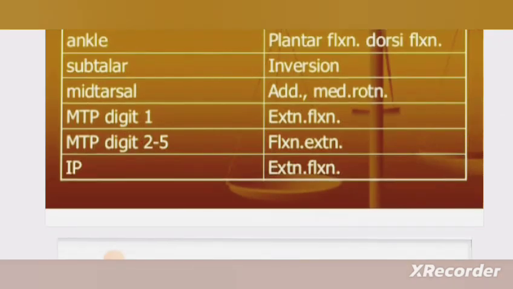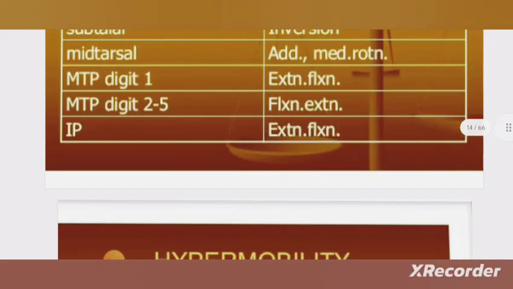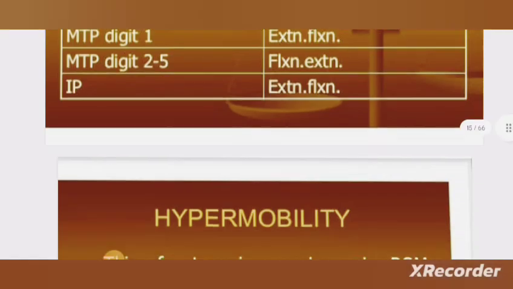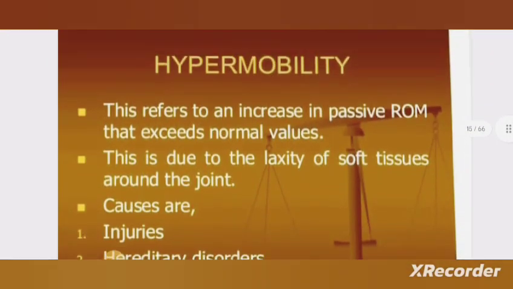On MTP digit 1, flexion and extension are restricted. On MTP digits 2 to 5, flexion and extension are restricted. On the IP joints, flexion and extension are restricted.